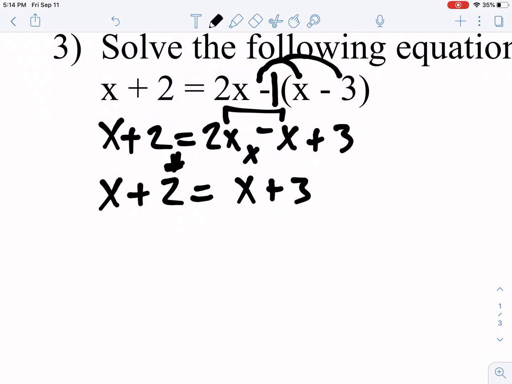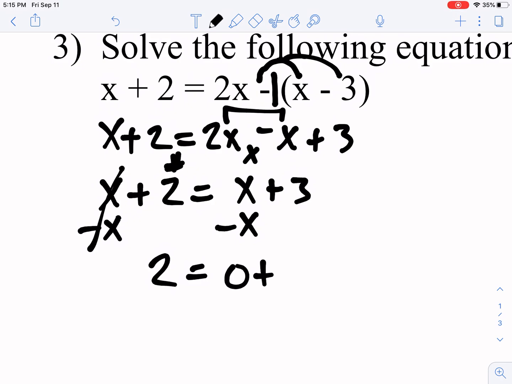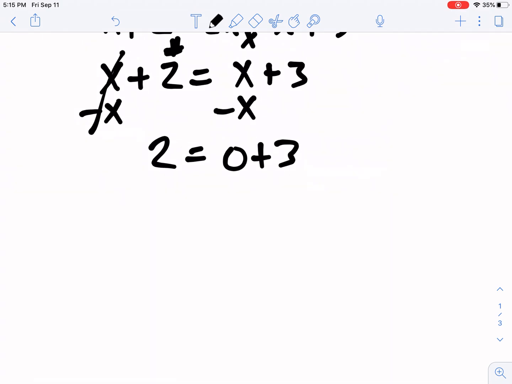Okay? So if I'm moving all the x's to the right, that means I need to move this x over here, right? Well, it's a positive x, so how do I move it? What's the inverse operation? Minus x, right? So I'm going to subtract x from both sides. It cancels out, and I get 2 is equal to, well, what's x minus x? 0, right? Doesn't that just kind of go away? I'm left with 0 plus 3. Well, that's an interesting situation. What's 0 plus 3? 3, right?